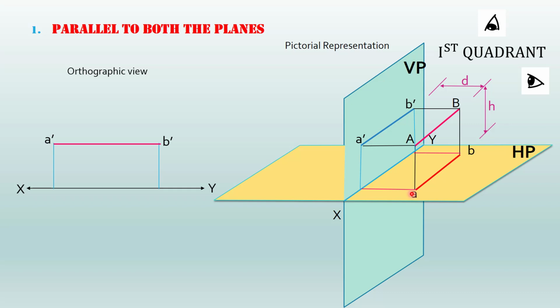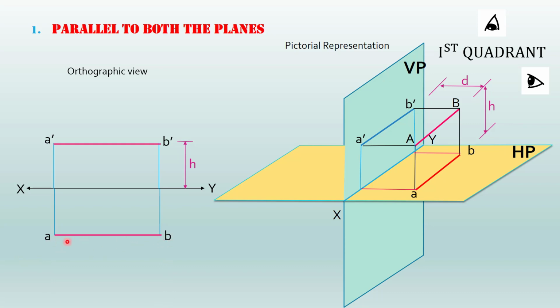Now I will try to draw the plan of the original line. In order to draw the plan, we need this distance, right? What is this distance? This distance is the distance from the vertical plane. Now since the line is parallel to VP, the distance of A from XY and the distance of B from XY will be the same, and that will be equal to D, right? So I will draw this. Yes, I have drawn the projectors. So A will be exactly below the point A dash and B will be exactly below the point B dash. Okay, so you can mark A and B.